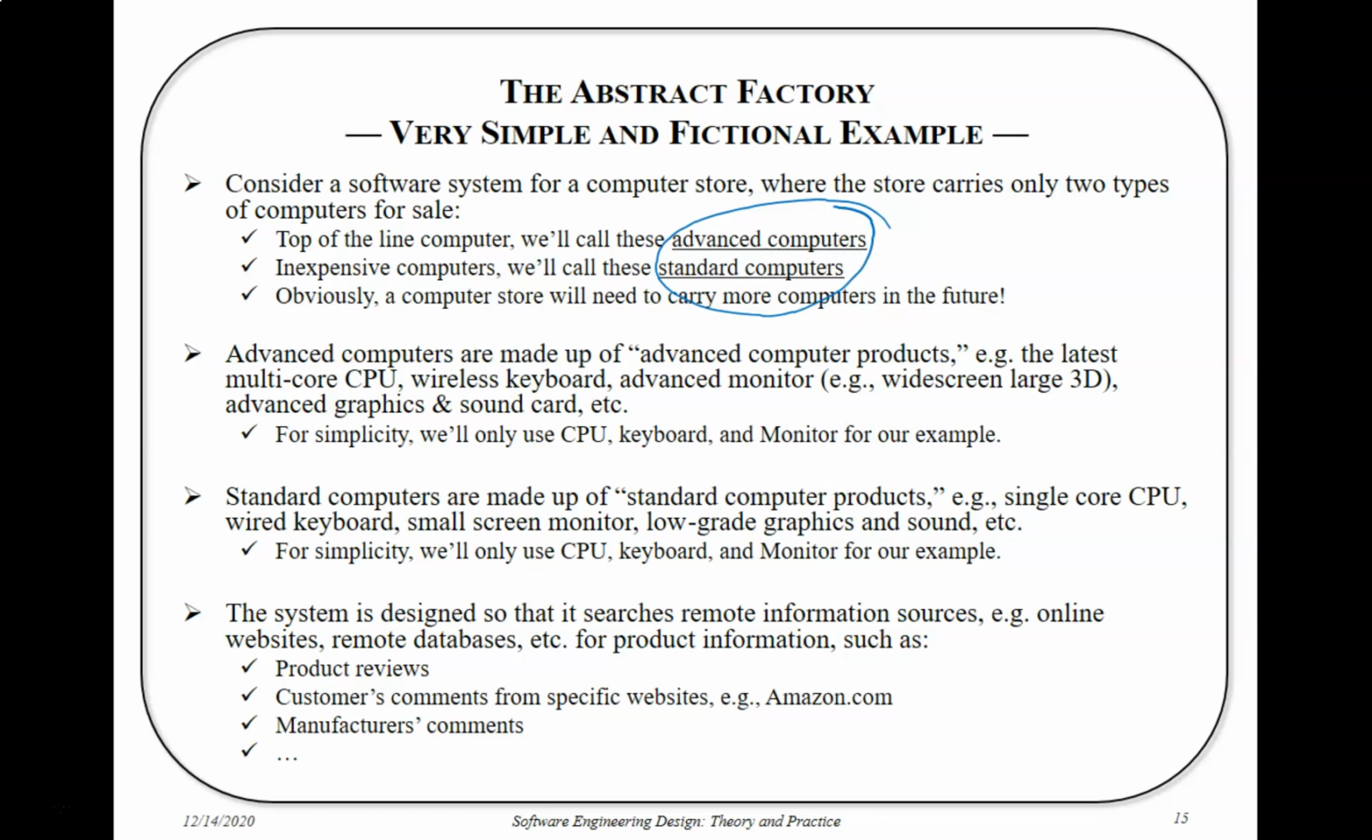And then the products for each product family consist of CPU, keyboard, and monitor. So the advanced computer has its own keyboard, CPU, and monitor, and the standard computer also has a CPU, keyboard, and monitor. For example, they have a single core CPU for the standard, and the latest multi-core CPU for the advanced. So they have different behavior, even though they have the same interface.